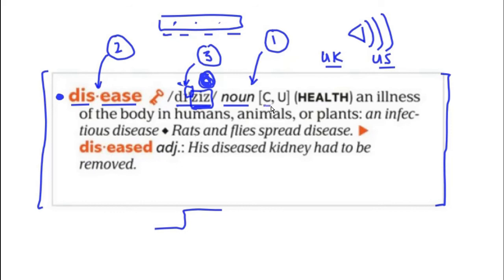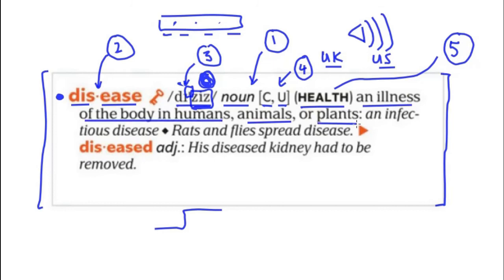Now it's telling us that the word can be countable and can be uncountable depending on how you use it. So it can be a countable noun, or it can be uncountable. And it's telling us that this word is related to health, the topic, the subject. It's a word relating to health or connected to health. And then it tells us the meaning, an illness of the body in humans, animals, or plants. So this is number 6. We know 6 things about this word now.